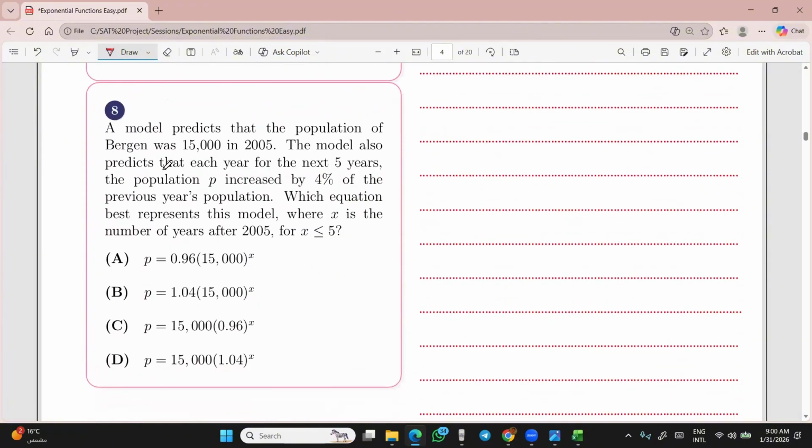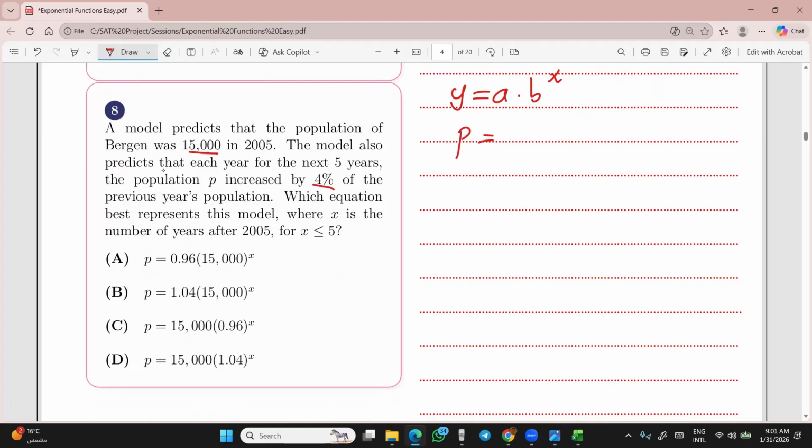Number 8, a model predicts that the population of Bergen was 15,000 in 2005. The model also predicts that each year, for the next 5 years, the population P increased by 4%. So remember that this is the initial amount in 2005, because we start with this. This is the beginning. So y is equal to a times b to the power of x. A is this number. Y is expressed here as P, which is okay. So we can replace y with P.